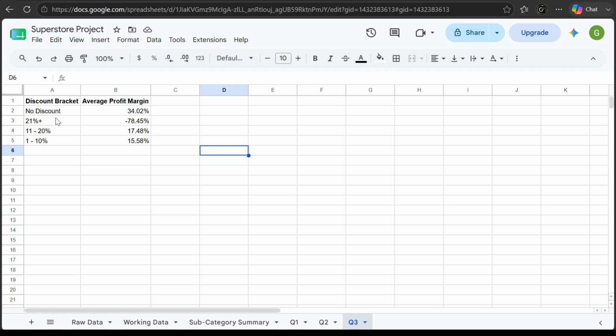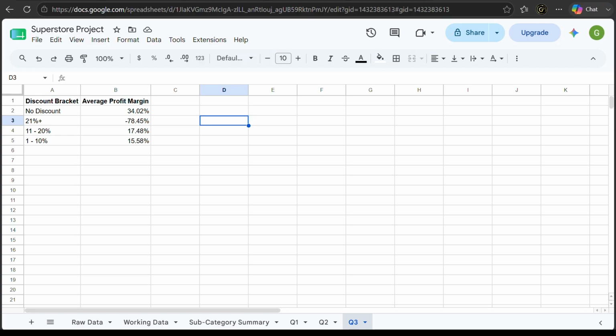But when you are giving a discount from 21% and above, you are likely to have losses. That's why from the 21% plus discount bracket, you're having a profit margin of minus 78.45%. That's a very huge loss, almost 100% loss from giving a discount of 21% and above.